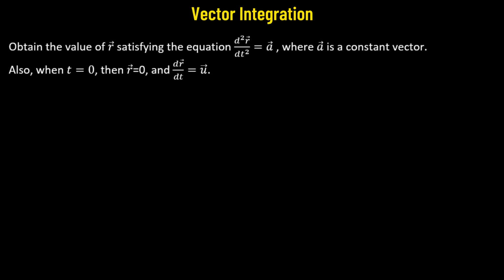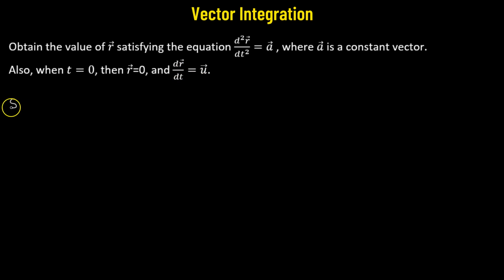So we need to obtain the value of the vector valued function r, and it has to satisfy the differential equation second derivative of r with respect to t equals a constant vector a. Also, here are some conditions provided: when t equals 0, where t is just a parameter, the r vector is going to be 0, and the first derivative of r with respect to parameter t equals vector u.